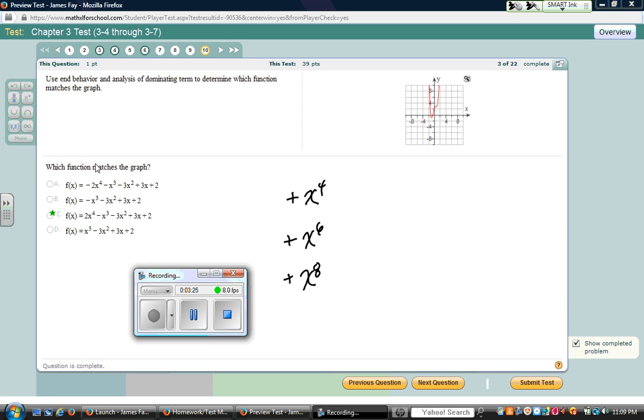Now look over here at my options. Okay, I don't have anything bigger than x to the 4th. I know it's not x to the 3rd, so it's not b, it's not d. It must be a or c, and c is the only one that's positive.